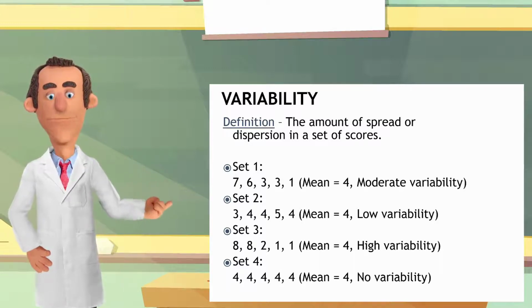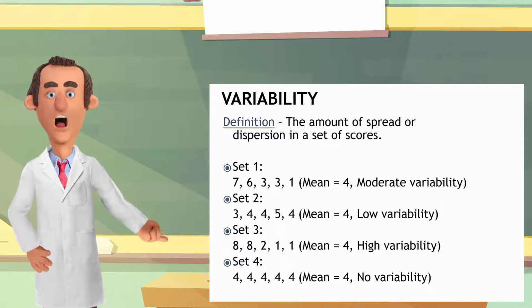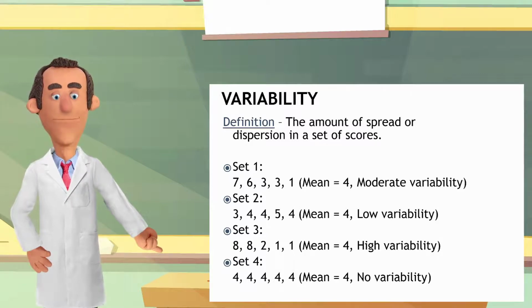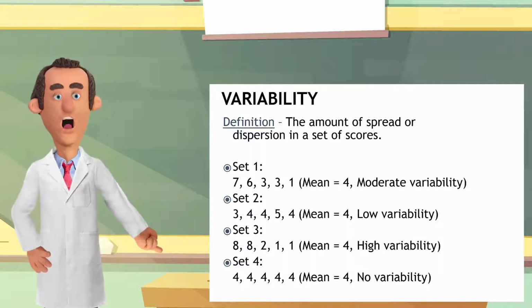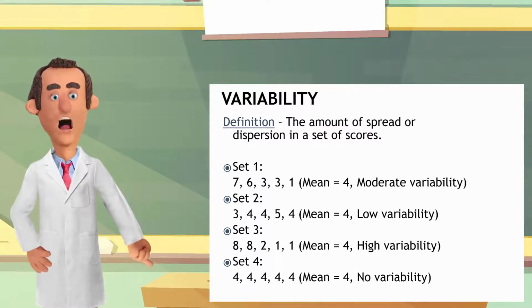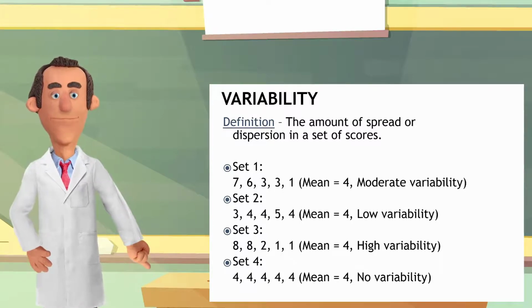Now, if we look at set 2, we see 3, 4, 4, 5, 4. And again, what's the difference from the mean? It's low variability. Then we can go down to set 3. We have 8, 8, 2, 1, 1. The mean of 4, I would say this is high variability, because if you look, it's very different from the mean. And then we have set number 4, which is 4, 4, 4, 4, and 4. And guess what? There's really no variability in that data set.